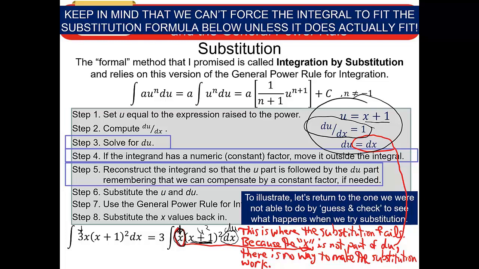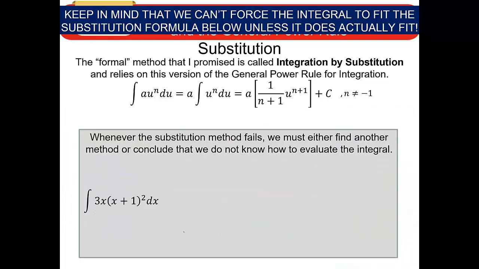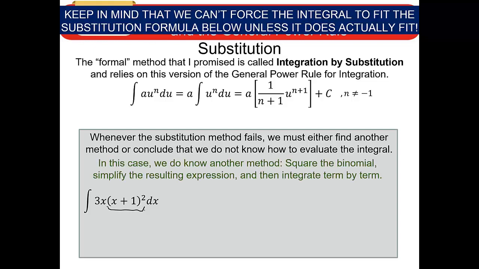Whenever that happens, if you're off just by a number, you can factor it out. But when you're off by more than a number, the method simply fails. If the method fails, you either have to find another method that works, or conclude that you just don't know how to do it, or maybe it can't be done. In this case, though, we can do it because we can square out that binomial and do it term by term. So we do know another method of doing this one, so let's just do it.